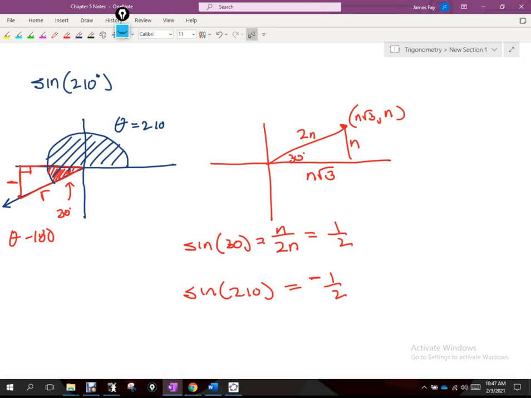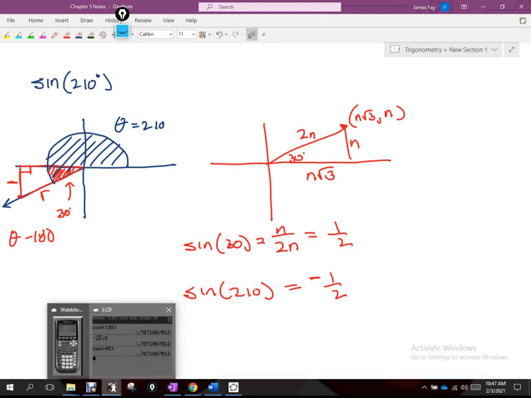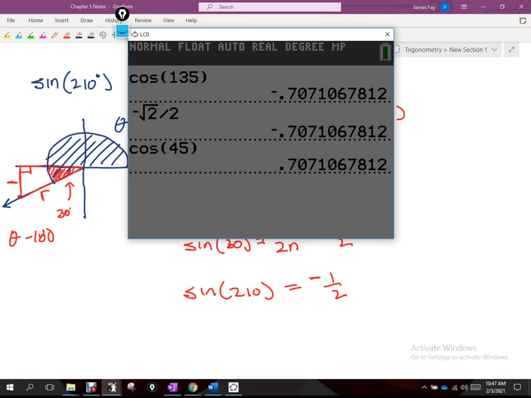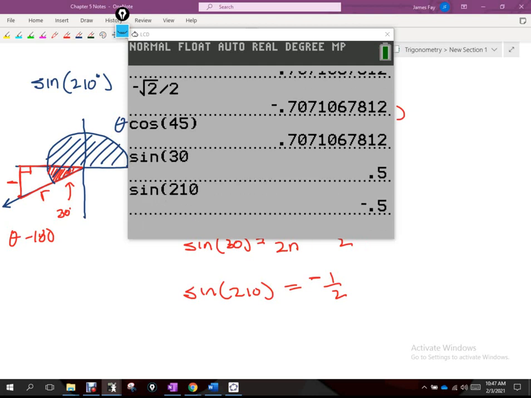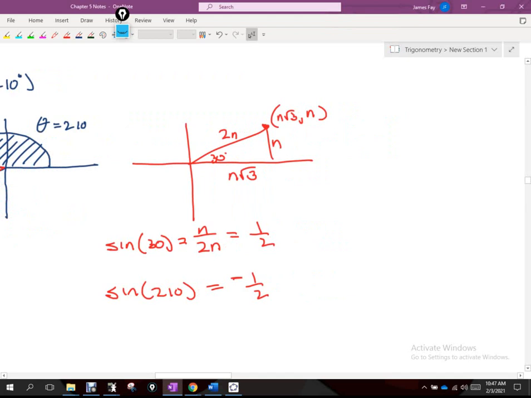And that's why when we take our calculator and look at sine of 30, I get 0.5, but the sine of 210 is negative 0.5. Does that make sense? Okay. Let's do the one more with the tangent.